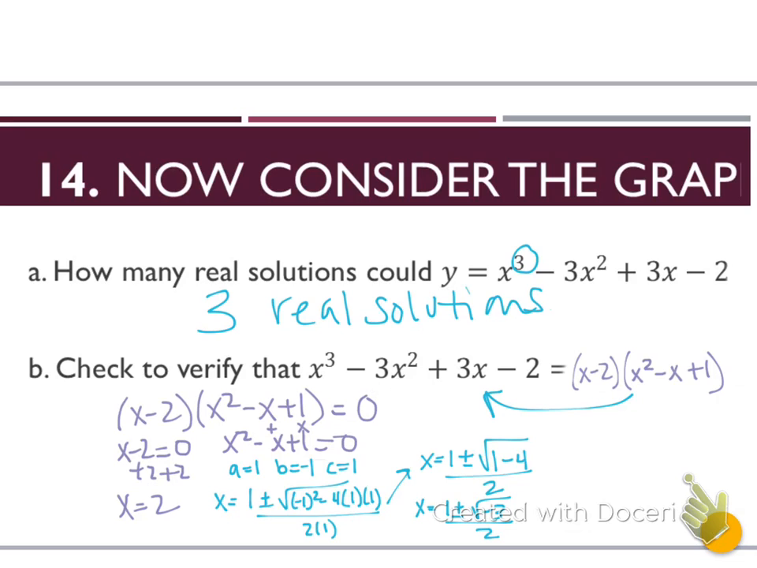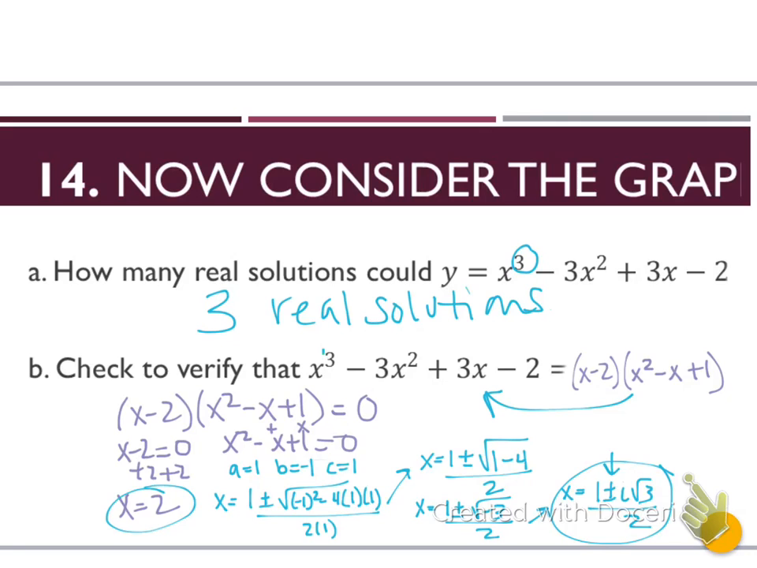I want to get rid of that negative by taking an i out. And then I can't simplify anything anymore. So there are 2 answers. We have the positive side of it and the negative side of it. So 1 plus i square root 3 over 2 and 1 minus i square root 3 over 2. And we have x equals 2.